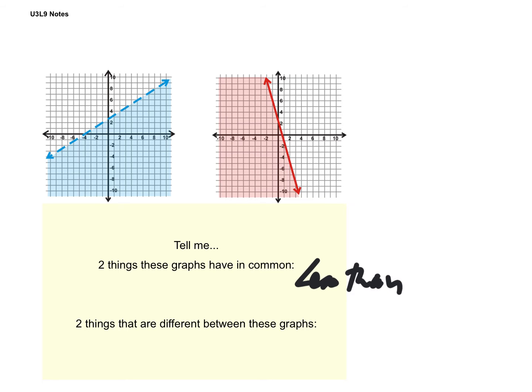Okay. Are they both or equal to? No. One of them is, one of them isn't. So equal to is how they're different, because one of them's equal to, one of them's not. Do they have the same y-intercept? It actually looks kind of close. The y-intercept is 2 on the red one for sure. On the blue one, I feel like the y-intercept is more like 3. So I think that their y-intercept is different. All right.